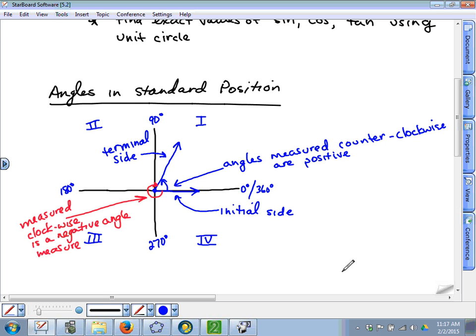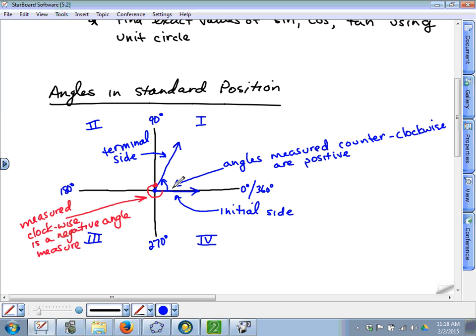As you're writing, I'm just going to explain some of the things on the picture that you are drawing. When you put an angle on a graph in standard position, you've got to make sure the vertex of the angle is on the origin like I've drawn. You've got to make sure one side of the angle lies on the x-axis pointing to the right. That's called the initial side. Every single time the initial side is on the x-axis pointing to the right.